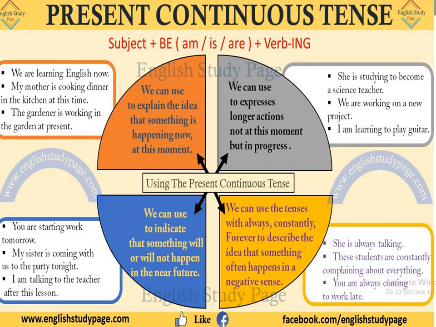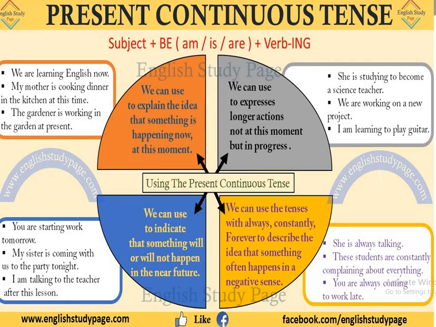We can use the tense with always, constantly, forever to describe the idea that something often happens in a negative sense. Something which is happening in a negative sense can also be explained by using the present continuous tense. For example, she is always talking. It is not a very good habit, talking always, but still something which is happening always can be expressed like that. These students are constantly complaining about everything.